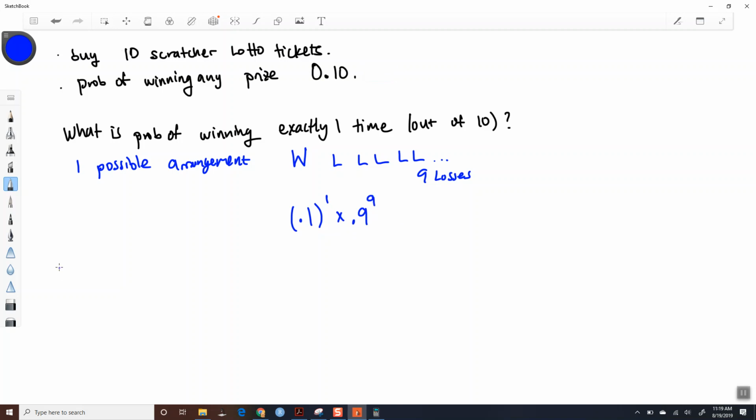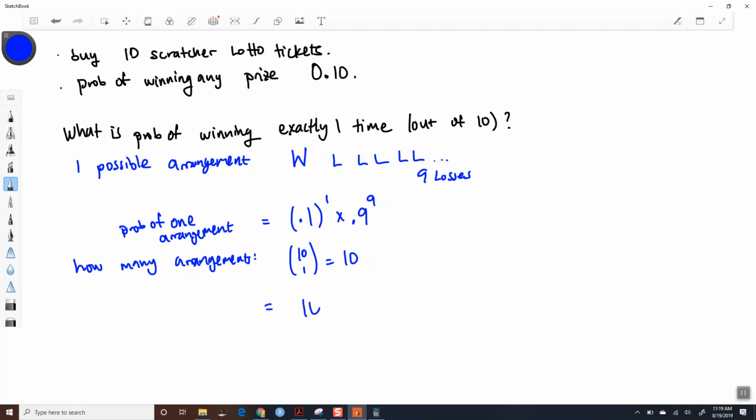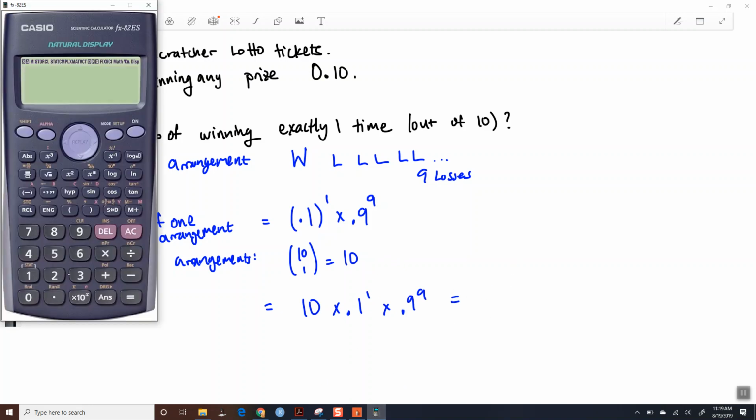Okay, and how many arrangements? So this is the probability of one arrangement. And how many arrangements do we have? 10, right? Basically we have 10 choose 1, which is 10. So we're going to do 10 times 0.1 to the 1 and 0.9 to the 9. And what is that? 0.9 to the 9 is 0.3874.